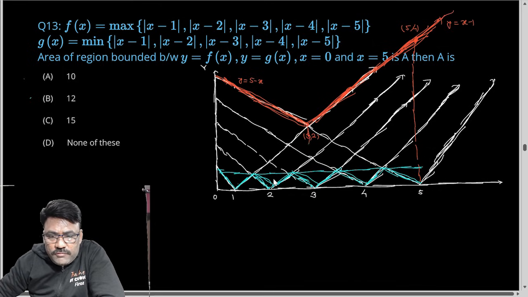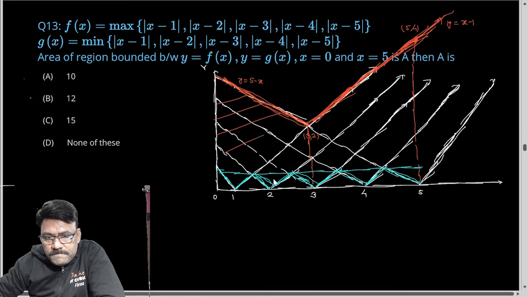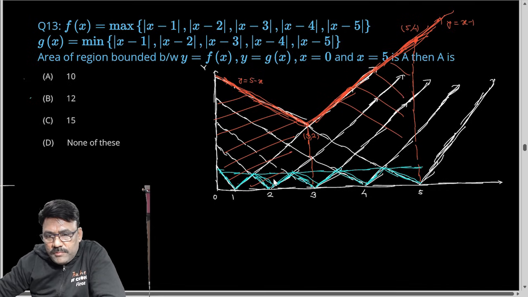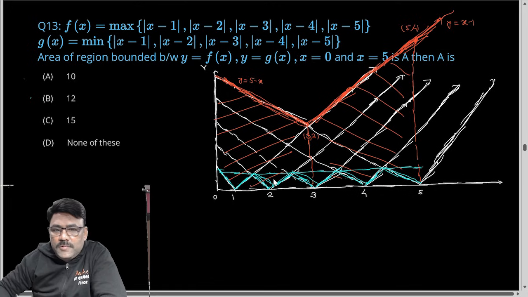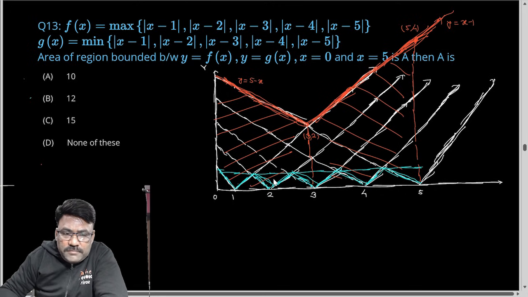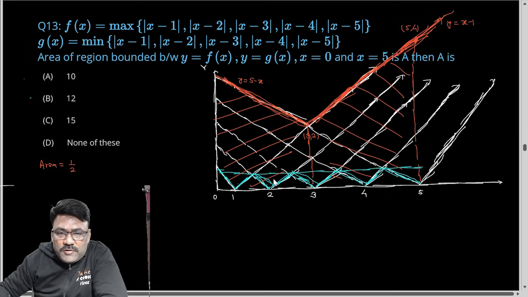So you can see that you have two trapezium. First this larger trapezium, and then this trapezium. So what is this area? This larger area, area bounded by f(x) and x-axis. The area of trapezium is what? Half sum of parallel sides.